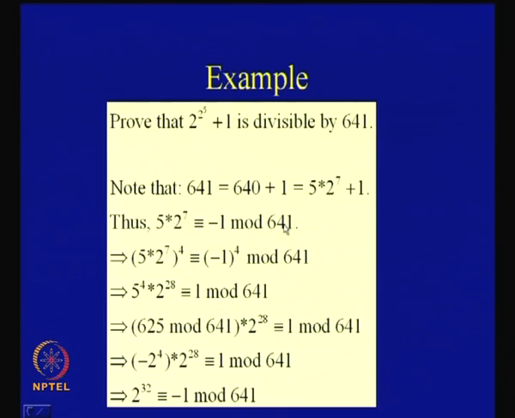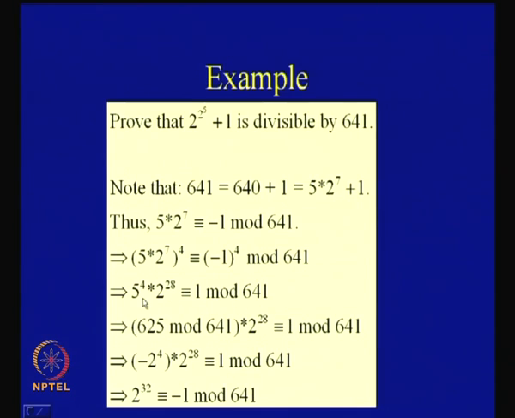Now from the previous result, we know that if I raise the left hand side to the power of 4, it's the same as raising the right hand side, minus 1, to the power of 4 when we are doing a modulo 641 operation. This means that we are multiplying the left side 4 times, and therefore the right hand side also needs to be multiplied 4 times. So straight away from here we get 5 to the power of 4 multiplied by 2 to the power of 28 is congruent to 1 modulo 641.